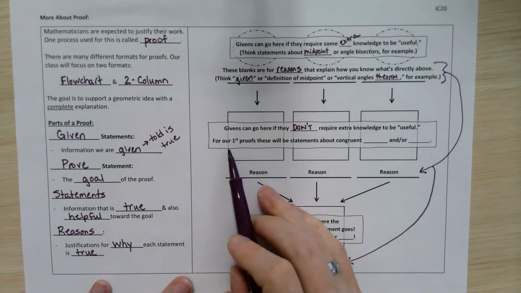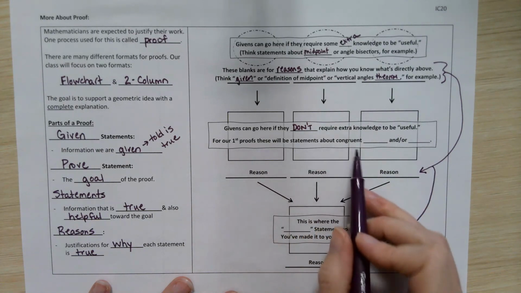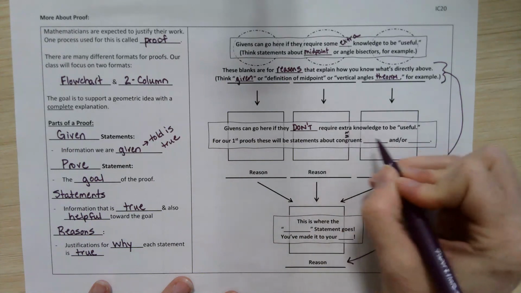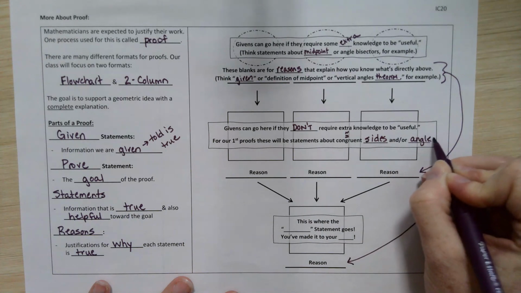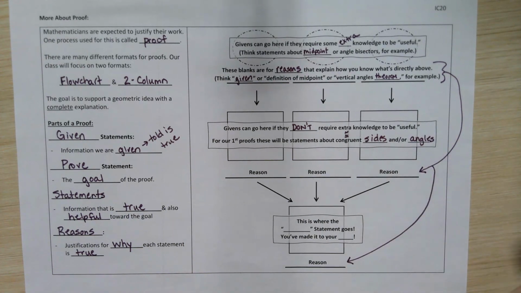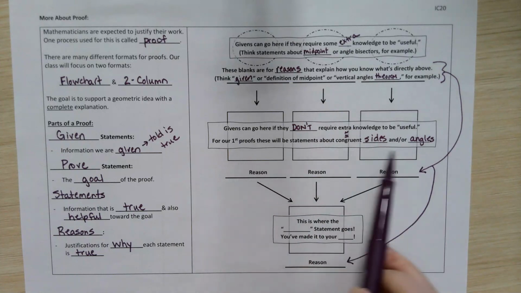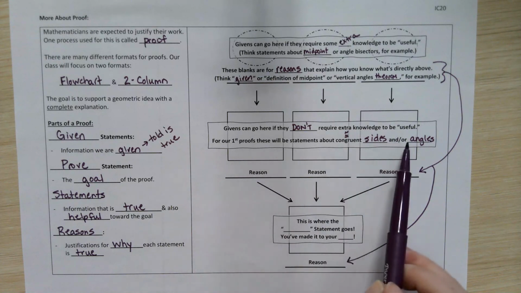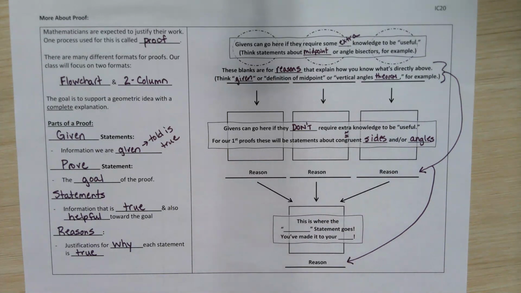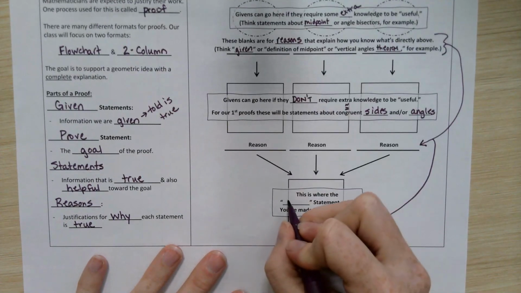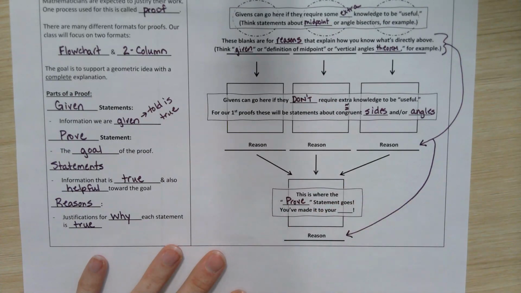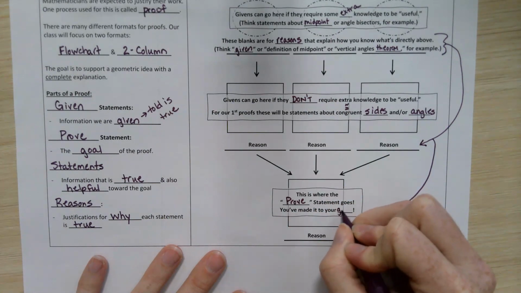So in this first standard of proofs, that means that they're going to be statements either about congruent sides and or angles. Okay? The only exception to that is that sometimes we'll have a statement in this lineup about right angles if it's an HL proof, but almost always these are going to have statements about congruent sides and or congruent angles. And then this one at the bottom, that's the conclusion. So that's where your proof statement will always go because you've made it to your goal.